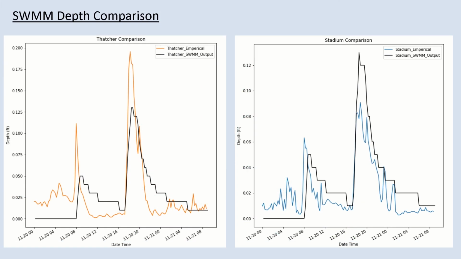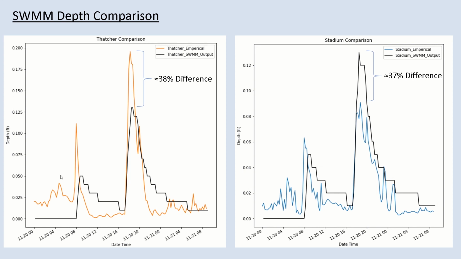The plots generated show the predicted depth as reported by the model in black versus the empirical data collected in orange and blue. As we can see, the results follow the expected trend, however, with some error in both locations. Interesting to note is that in the Thatcher location, the SWIM model underestimates the peak depth by approximately 38%, while at the Stadium location, the model overestimates the peak depth by approximately 37%. Despite these discrepancies, the model does a fairly good job of predicting the timing of the runoff.